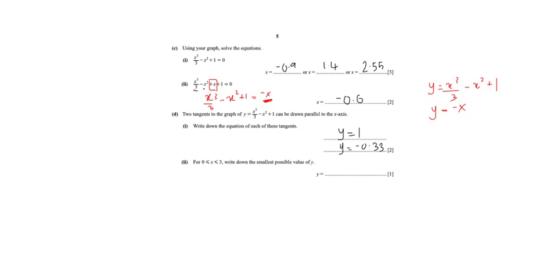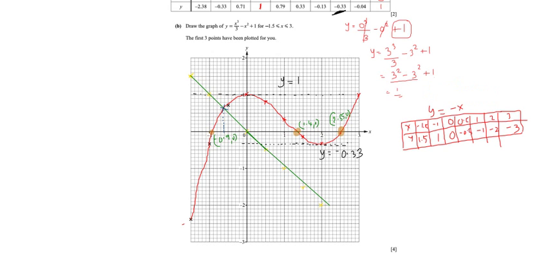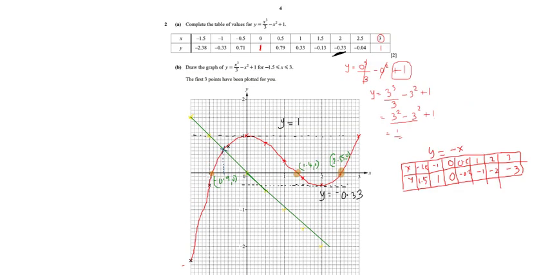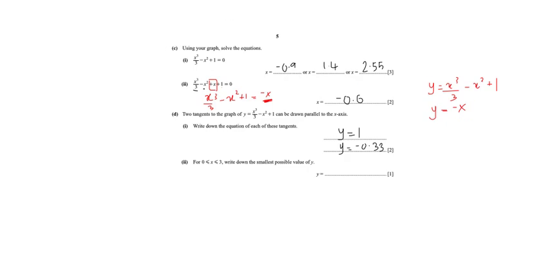Then the second part, for x greater than 0 and less than 3, so the values between 0 and 3, write down the smallest possible value of y. So let's look at the graph again. It's the smallest possible value. We know that it's taking a turn at this point, right? This point, minus 0.33. So that is the smallest possible value of y, minus 0.33. So that's it. We are done with this problem.